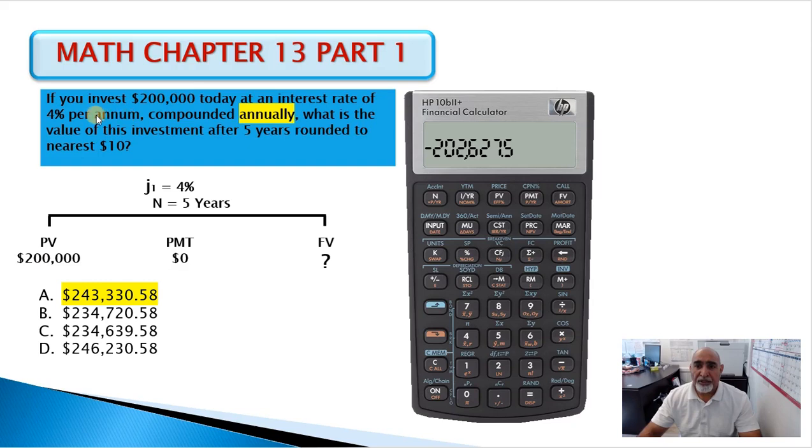Then interest rate is 4% with a J1. Annually means 1, okay? 1 compounding. 4% is over here, and it's 5 years. Put that over here. And what's happening? There's nothing happening in this time period, so you can put PMT as 0. So how do we do this question? Let's clear all. First thing we're going to do is put the interest rate, 1 compounding period, and 4% interest rate. Time is 5 years. This one's done. PV is 200,000.